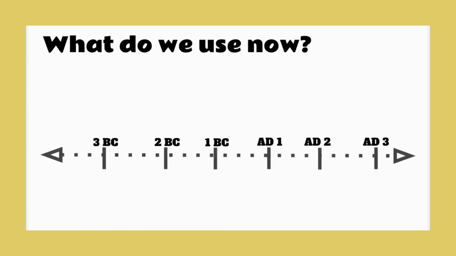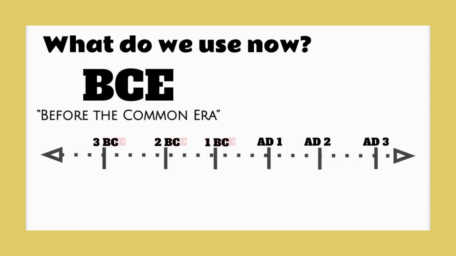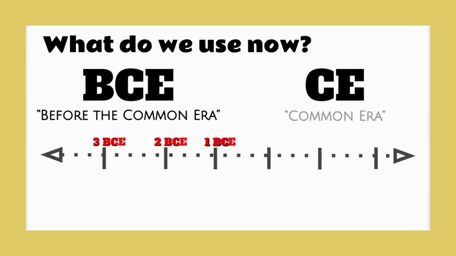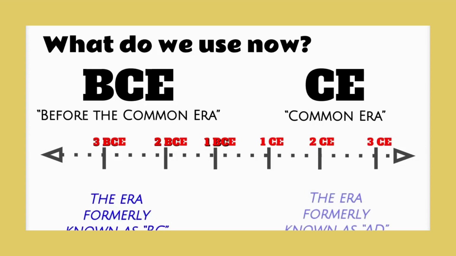So what do we use now? Well, since the later part of the 20th century, the use of BCE and CE has been popularized. Authors that wanted a more secular approach to the writing began referring to the years formerly known as before Christ as BCE, which stands for before the Common Era. The years formerly known as AD will now be referred to as CE, which stands for the Common Era. More and more books and scholars are using these terms in their writings.